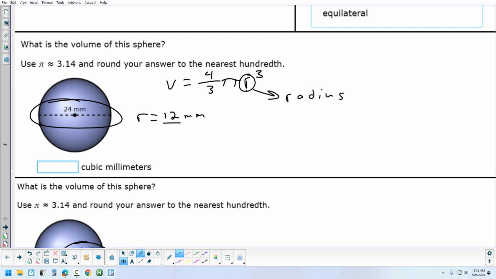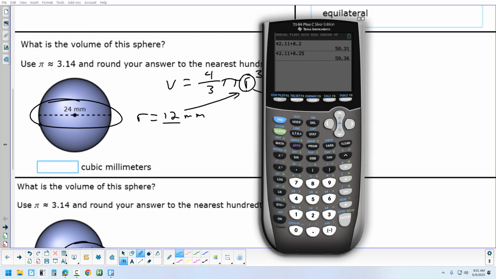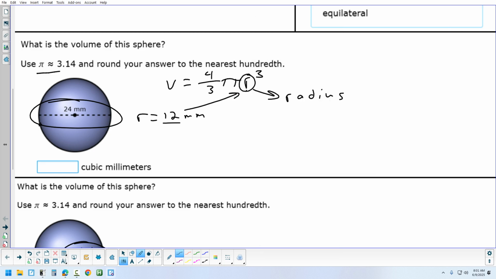Okay, so if you know the diameter, you take half of it, and that's the radius. So that's the number that we need to fill in this time. All right, so on your calculator, they tell you not to use the pi button.